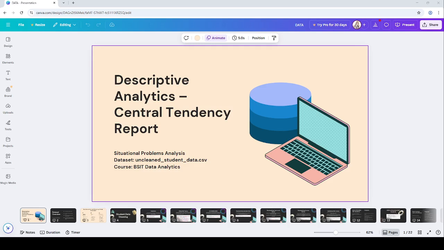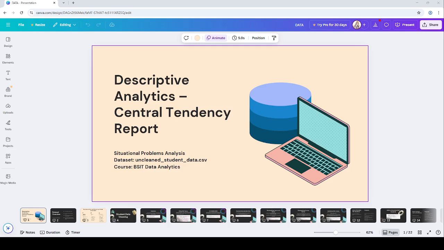And next is GWA comparison by gender. First we filter the dataset to include only male and female, and we remove invalid GWA entries outside 1.0 to 5.0, and we calculate the mean and median GWA per gender. The purpose of that is to observe the academic performance pattern across genders and detect if one group has consistently higher or lower GWA, and to support gender-based academic intervention or recognition, and validate fairness in evaluating grading trends.